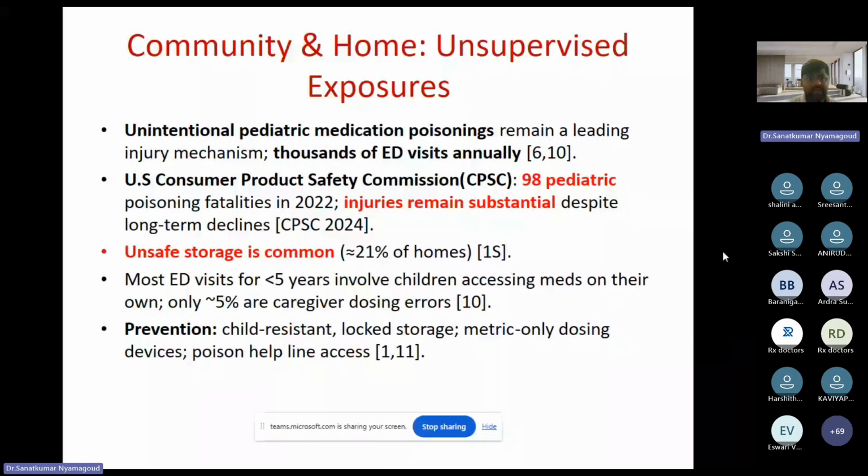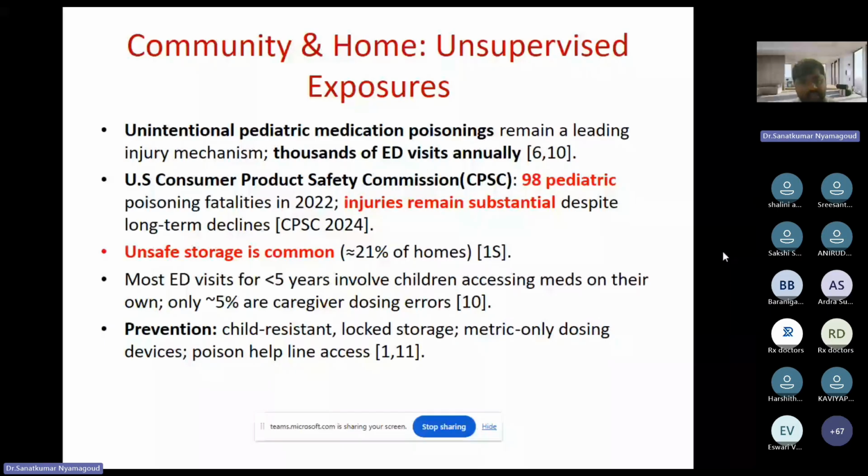What about community and home? How can we understand this? There are unsupervised exposures we come across in day-to-day routine practice. Unintentional pediatric medication poisoning remains a leading cause of injury in many countries. Among that, thousands of patients visit the emergency department annually.